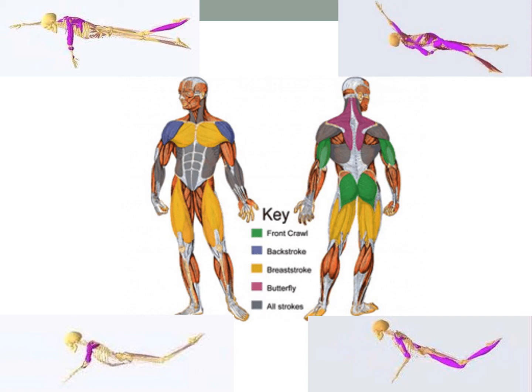The bottom left would be the breaststroke, and you can see that in the middle it is highlighted in yellow, and the pectoralis is the main muscle for the upper extremity for that, and the butterfly is on the bottom right, and for the middle you can see that the trapezius is a big help for the butterfly exercise.